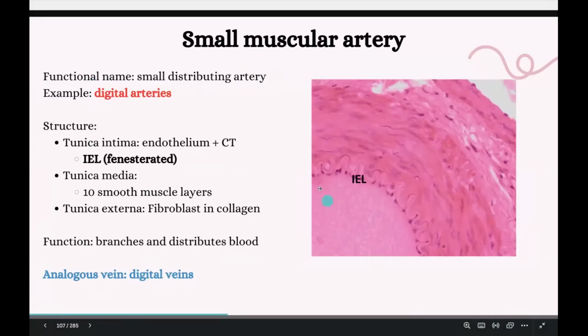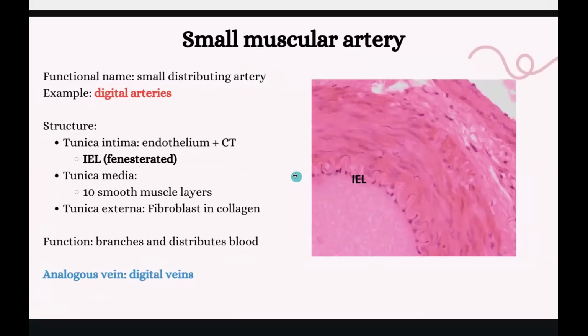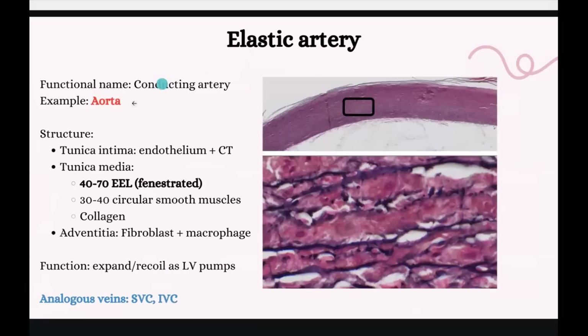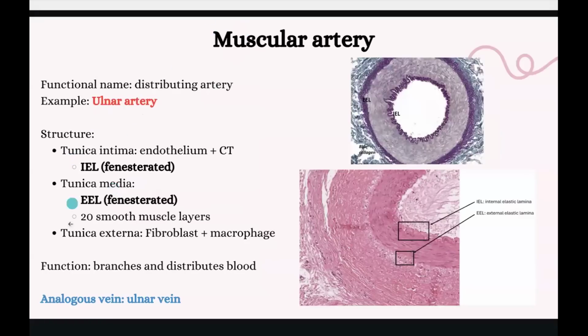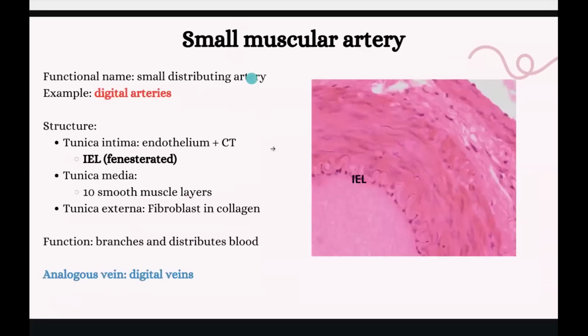This one only has an internal elastic lamina. So elastic artery only had an external. Remember E for E. Elastic only had external. Muscular has internal and external. And then small muscular only has an internal elastic lamina in the tunica intima. Okay, and it's fenestrated. And then the tunica media has less smooth muscles. It has 10. So this is the tunica media. Again, here you had 20, now you have 10. And then the tunica externa, we have fibroblasts and collagen.